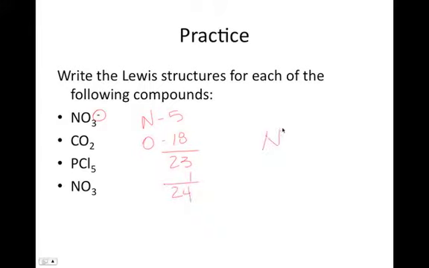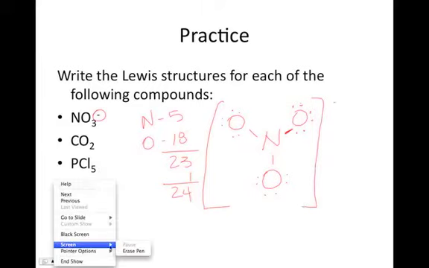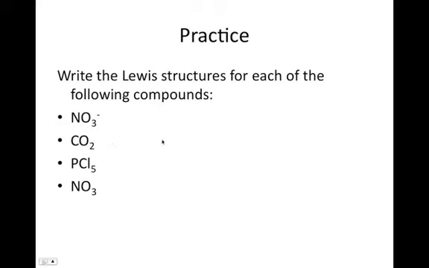So put the N in the middle, put the oxygens around, single bond them, and then complete octets. So this bond right here represents 2 electrons, so each oxygen needs 6 more, like this. So now count them up. 2, 4, 6, 8, 10, 12, 14, 16, 18, 20, 22, 24. Excellent. And now because this one is charged, we put brackets around it with the negative on the outside. So that's that one.